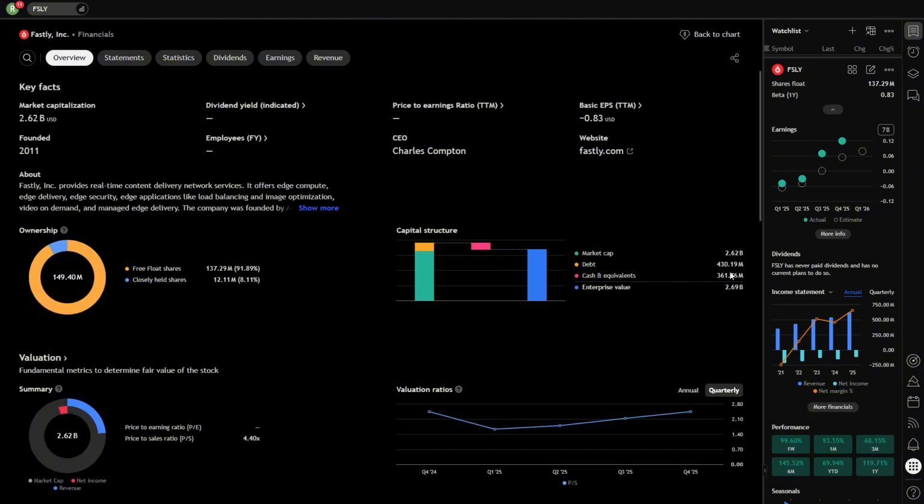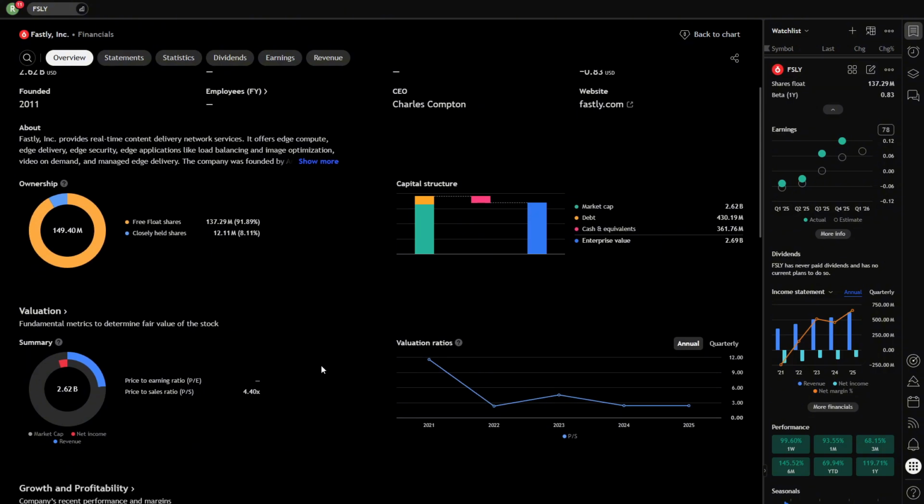If we go into the overview, it is obvious they have a relatively high amount of debt compared to their market cap. So they have a market cap of 2.6 billion and they have debt of 430 million. However, they do have cash of 361 million, so it's almost the same, which is lovely to see. Now they have a relatively high amount of free float shares for such a small company, which is something we like to see. Free float shares are the shares in the actual market that we can buy, and closely held shares are often from investors like the CEO or someone who was in on the IPO, and this is often huge banks.